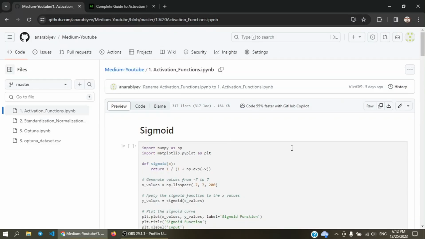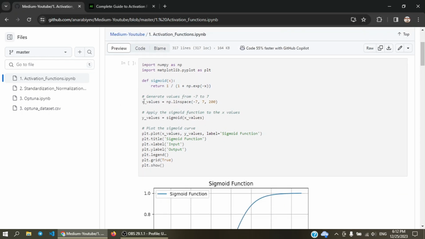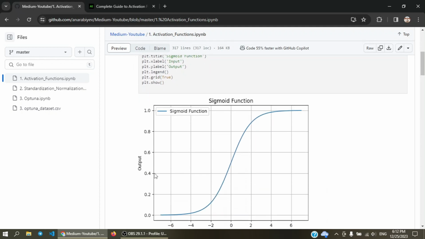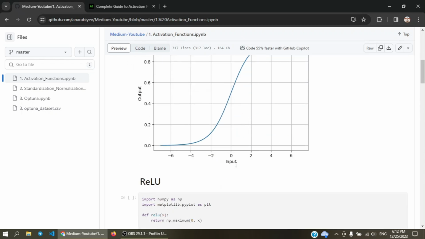In the notebook provided on my GitHub page, you can find these different functions in Python. Starting with the sigmoid, we have here the equation of sigmoid, and it has been plotted with the range of -7 to 7 with 200 values. And here we have plotted its function. As you can see, it's between 0 and 1. All the plots have been plotted using NumPy and matplotlib libraries.